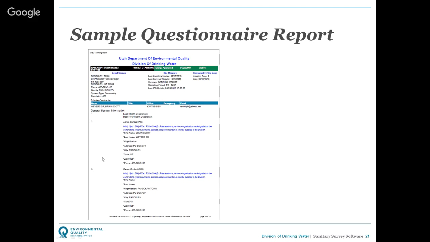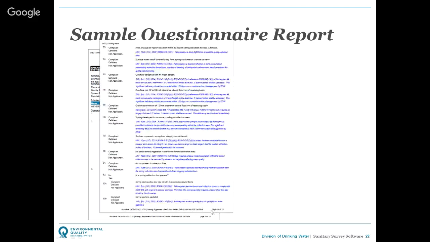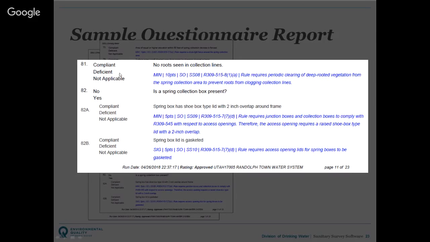And here's just an example, page 11. And if we zoom in a little bit, here's two different types of questions. So this is about roots in the collection lines of a spring. So in the field, you can just go mark the deficient ones, or you can go through and mark every one, however you feel. When you do go back to your office or back into the system, every question needs to be answered. So keep that in mind.